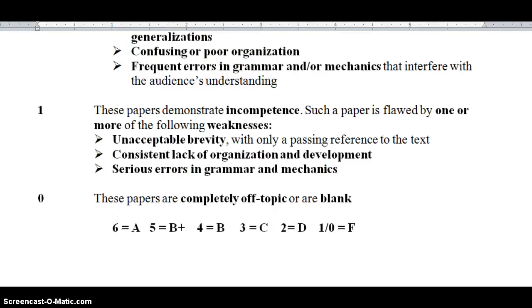And then finally a 1. One would be an F. It's rare to see a 1 on a time writing, but it would be unacceptable. Brevity, it's really very brief. In your paper, you only have a passing reference to the text, which is almost impossible when you're writing about a piece of literature. Or you could have consistent lack of organization and development, or there might be some serious errors in grammar and mechanics. A 0 is if you just write about something that has nothing to do with the question. All right, so there's your rubric.